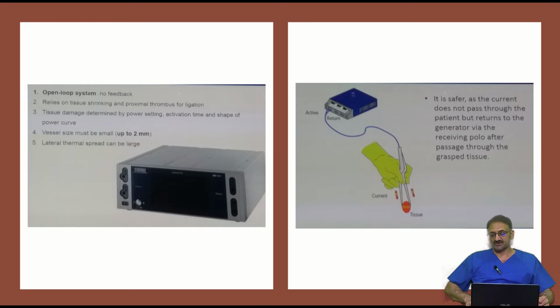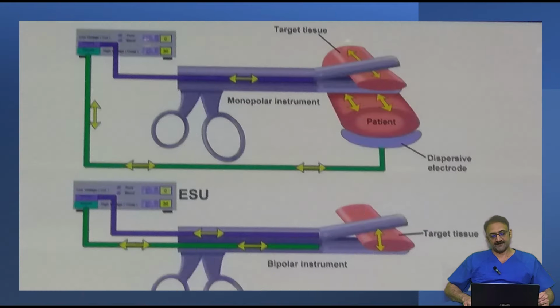Okay, again, almost the same thing. Bipolar diathermy is safer, as the current does not pass through the patient but returns to the generator, to the receiving pole after passage through the grasped tissue. Here again, you can see the monopolar and the bipolar. It is almost the same as what we have explained previously.